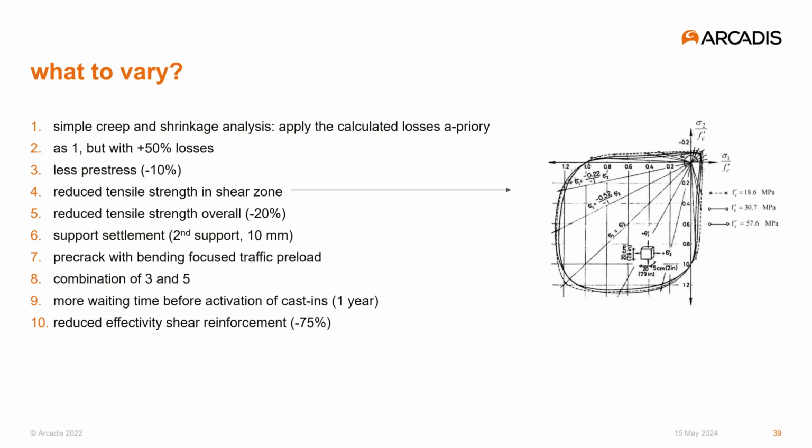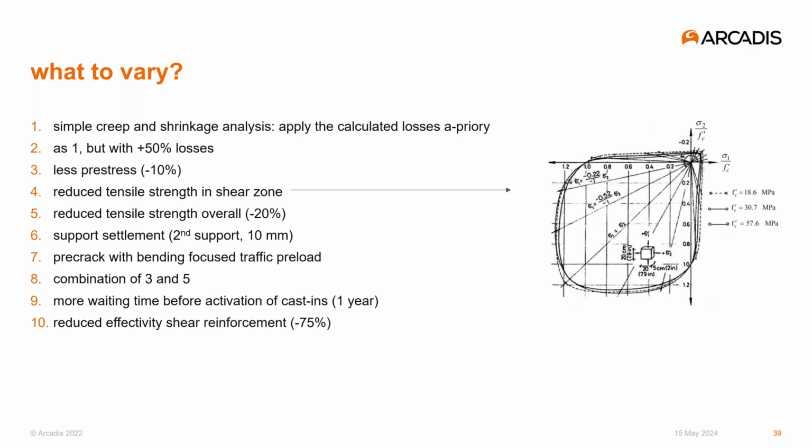Variations 4 to 7 all had to do with the crack pattern. In our reference calculation, cracking started pretty late, but in case cracking would start earlier, would it influence the failure load or the failure mechanism? We reduced the tensile strength in the shear zone based on the presence of a compressive strut, and we also reduced the tensile strength in the entire model.